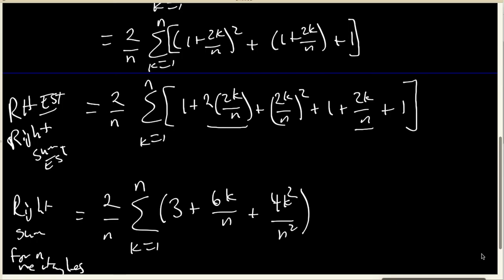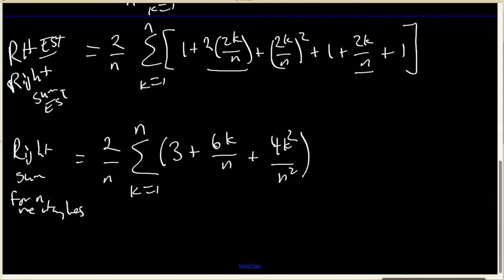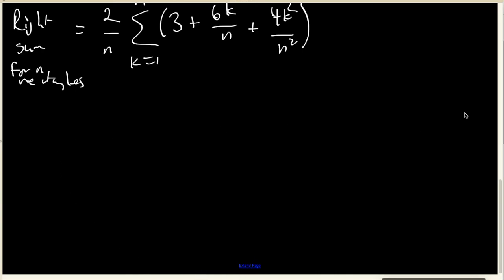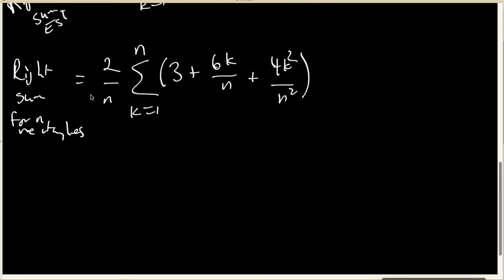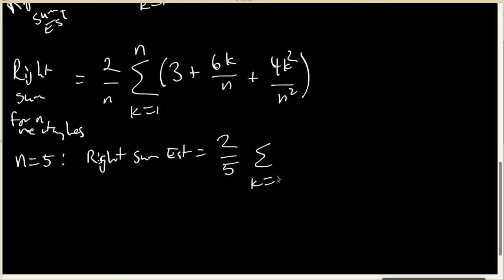Now it's just a matter of going back and plugging in the three values for n that we had at the beginning of the problem. So let me make sure that I can still see that particular formula. If n is equal to 5, my right sum estimate is going to be 2 over 5 times the sum as k goes from 1 to 5 of 3 plus 6/5 k plus 4/25 k squared.